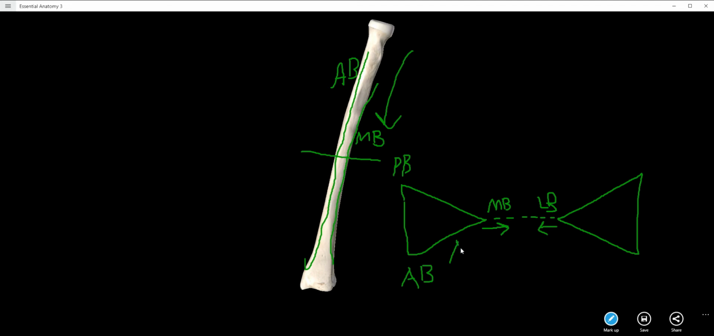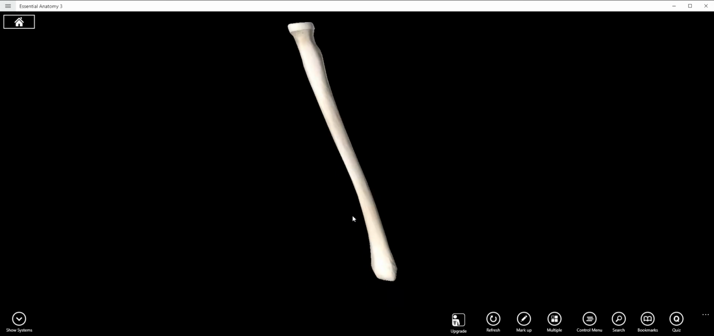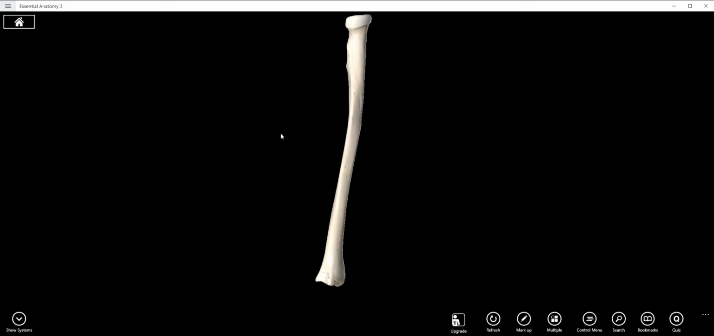We can see the anterior surface though, which is this whole flat surface in the front of the radius. Unfortunately, in this view, we can't see the lateral surface or the posterior surface, so we'll have to rotate it. But this would be the lateral surface on this side, and the posterior surface would be behind. So let's go ahead and rotate. Let's rotate it a few times, actually.